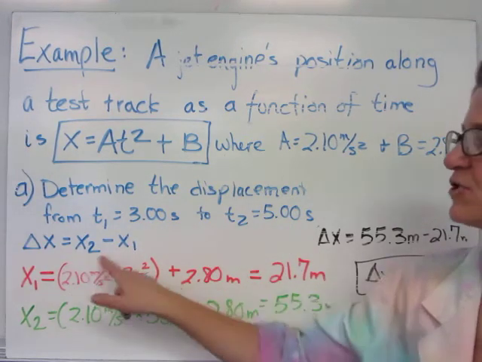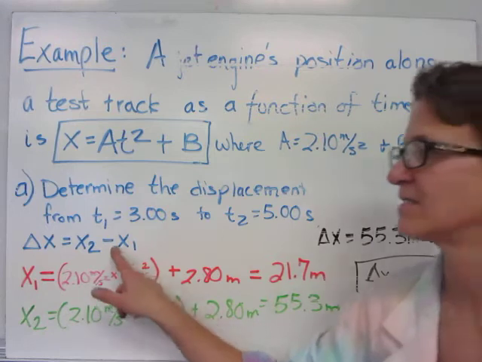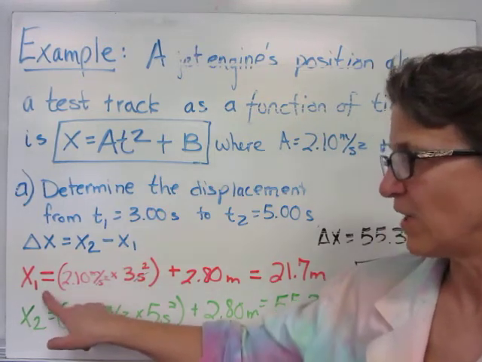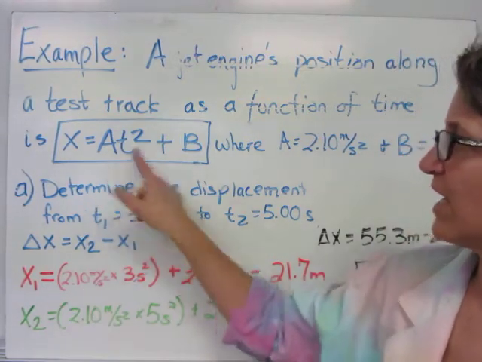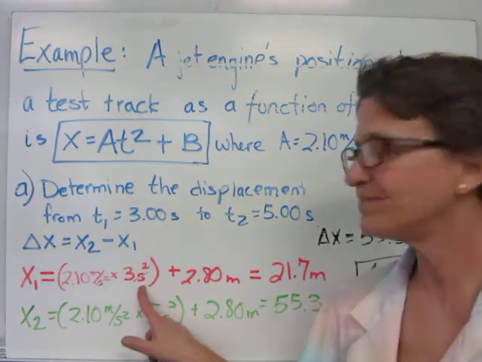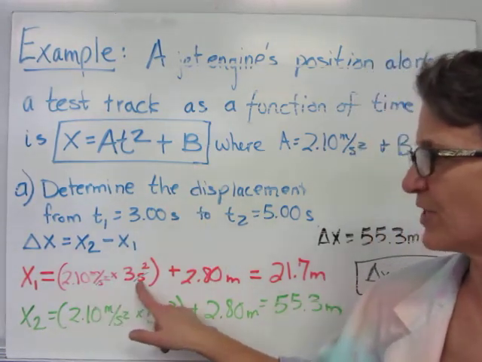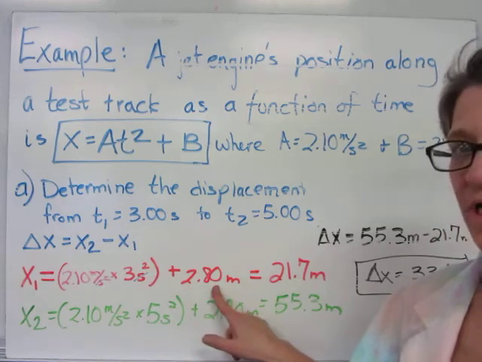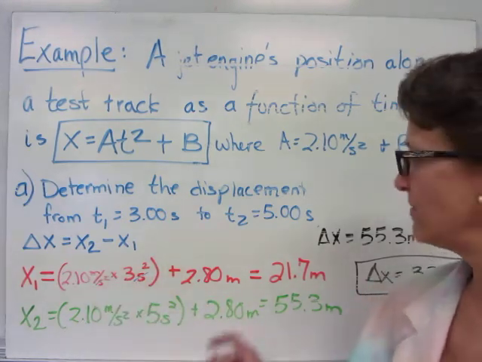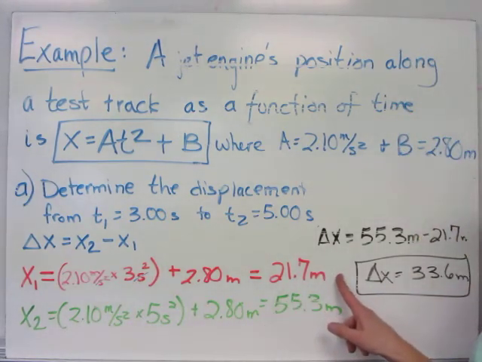So displacement is your change in position, x2 minus x1. To find x1, you just plug in our a and our b and the time variable. So 2.1 times 3 squared plus your 2.8, your units do cancel, gives you 21.7 meters.